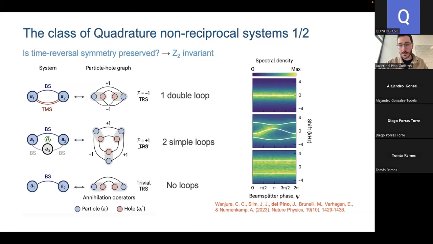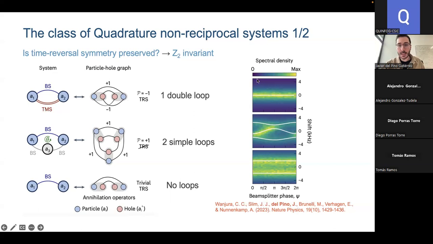But now, if you have a more complicated scenario where time reversal symmetry is broken, the phases will cause the resonance frequency of your system to move around. So the systems that we care about in these quadrature non-reciprocal systems are systems where time reversal symmetry is kept. So effectively they are these type of systems.